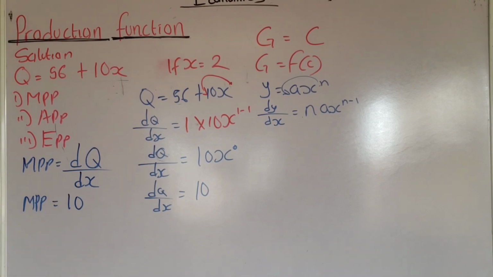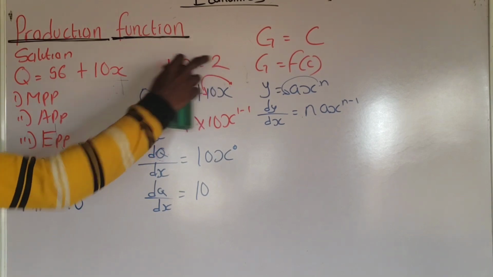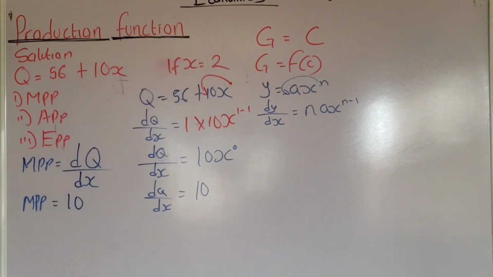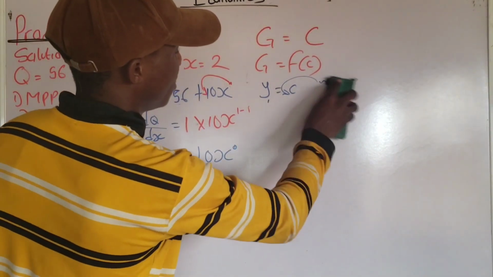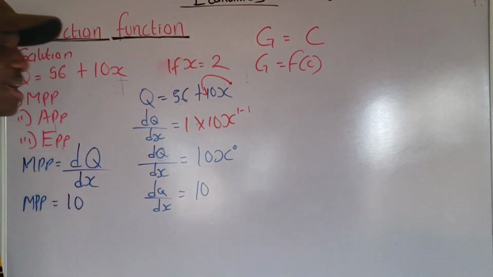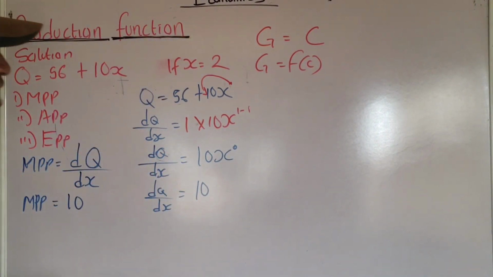Now, having gotten the marginal physical product, let's proceed to calculate the second question. We are asked to determine the APP. To calculate the APP, you have to divide the output by the corresponding input. Now we are given that the input is X equals 2. Please kindly pay attention. Now we want to determine the APP. APP simply means average physical product.